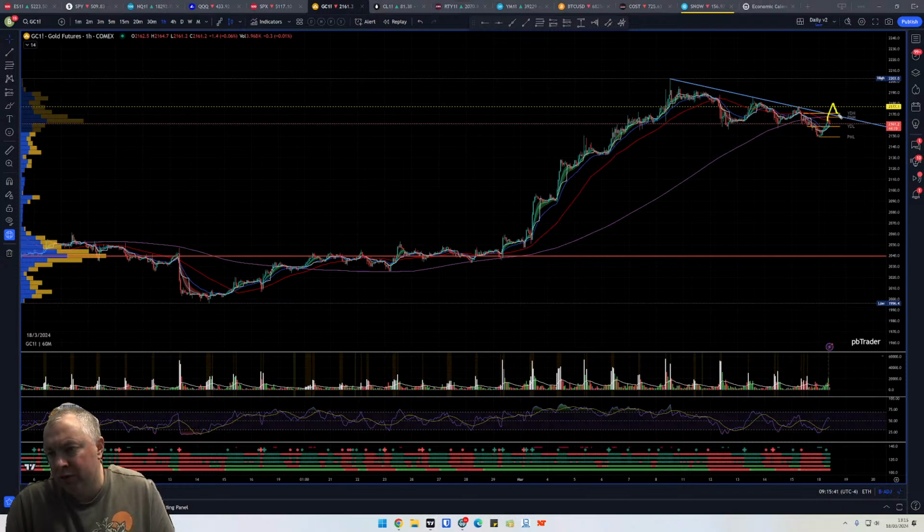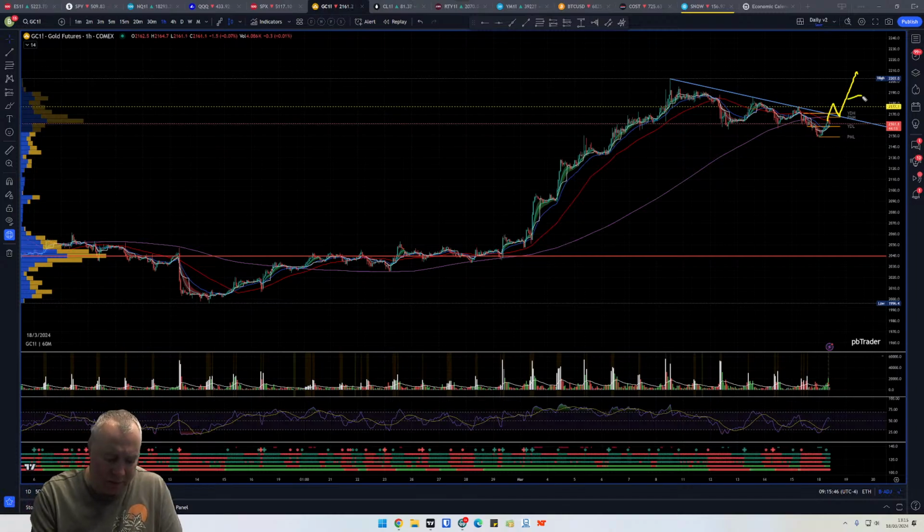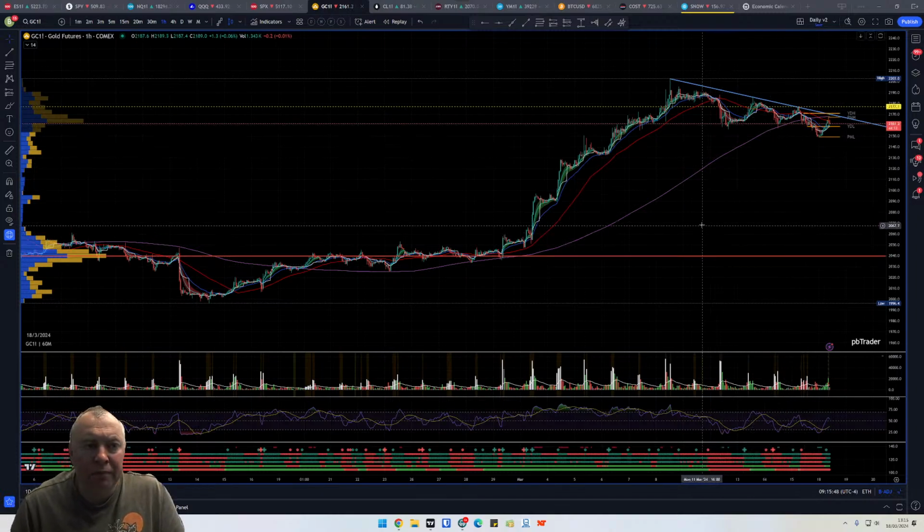So we could be looking bullish. We could use that as a pullback and a long. Maybe look for an add at that point. That'd be a break and retest of that area.